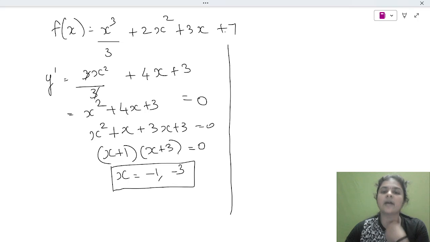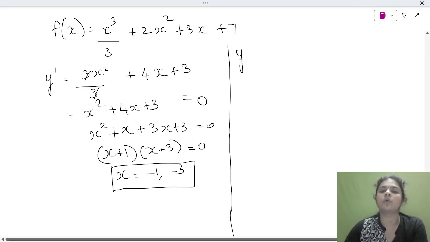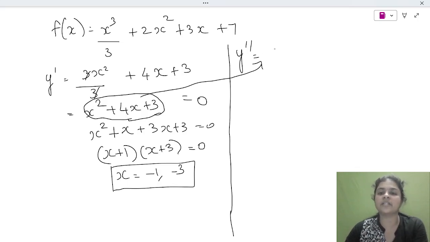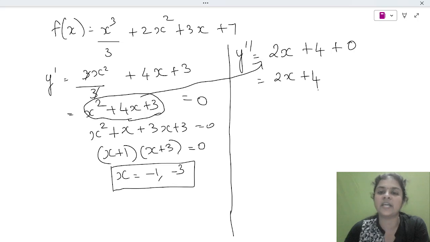Now come to the minimization maximization rule. For that, we are going to find y double dash, that is double differentiation. We are going to differentiate this equation again. So x square's differentiation is 2x, 4x's differentiation is 4, and 3's differentiation is 0, constant. So the double differentiation, or second order differentiation, is 2x plus 4.